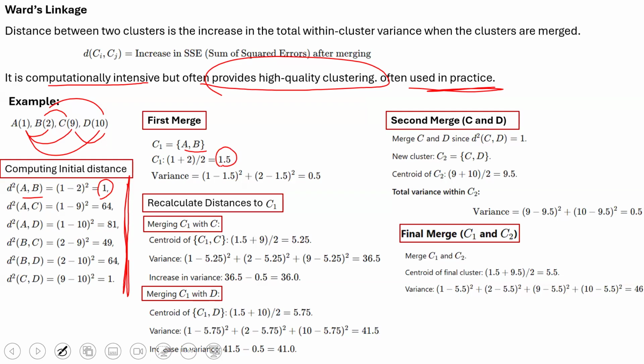Now calculate the variance. There are 2 points, 1 comma 2, which are the 2 points that we have merged. The centroid now is 1.5. Calculate within cluster variance: 1 minus 1.5 whole square plus 2 minus 1.5 whole square, which is 0.5. Okay. Recalculating distances to C1.